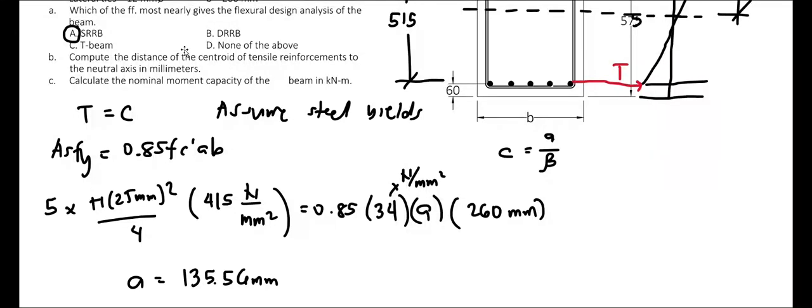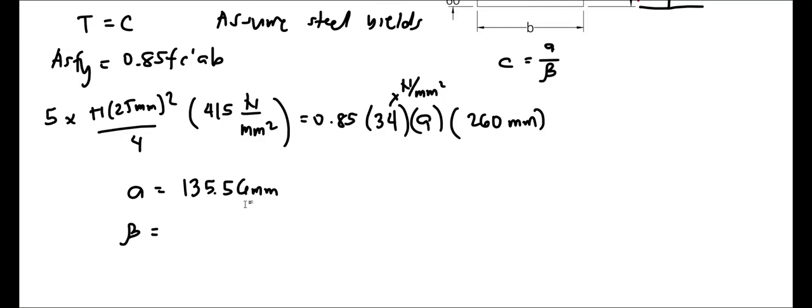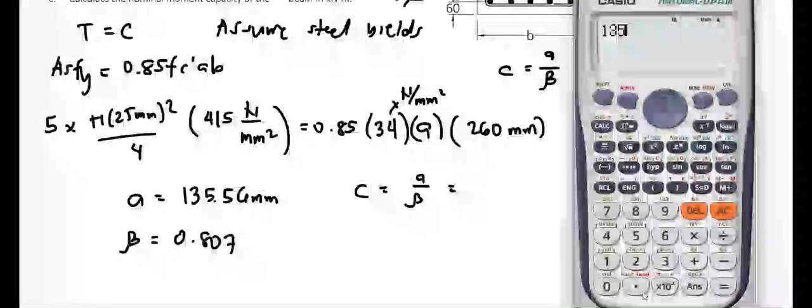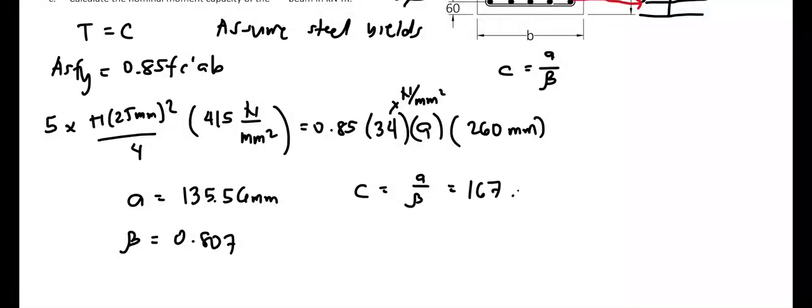millimeters. Now to solve for C, C equals a over beta, and our beta, which we have solved a while ago, equals 0.807. Solving for C, C equals a over beta. So we have 135.56 over 0.807, which is equal to 167.98. However, we need to check if our assumption is correct. So assuming steel yields, our Fs should be greater than Fy.